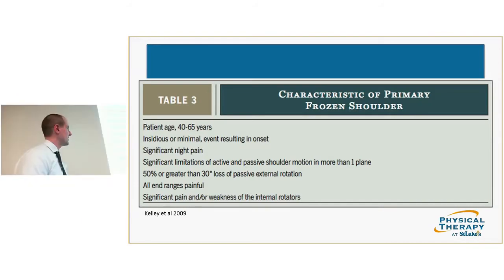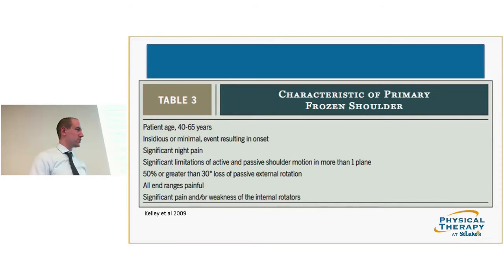This is from the clinical practice guidelines, just going through some of the characteristics that you may see, and we touched on a lot of them, but that middle age range from 40 to 65, it's usually just an insidious onset, or they may have a little bit of a shoulder tweak that they mentioned in their past, but nothing really that draws too much attention. They usually have a lot of night pain, difficulty sleeping. They're going to have a lot of difficulty trying to reach up actively behind the back. Usually looking for a 50% greater or 30-degree loss of passive external rotation.